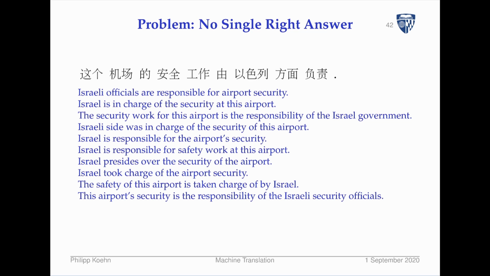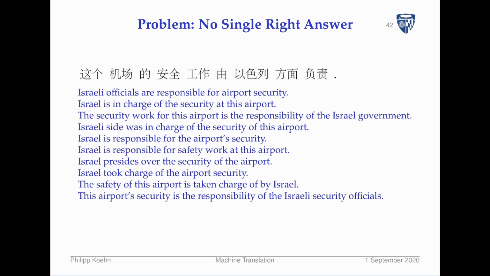And to check the quality of the translation, we said, let's just compare to a human translation, and let's not just take one human translation, take multiple human translations. So all the sentences were translated by 10 different translation agencies, and they came up with these different translations. If you read through them: Israeli officials are responsible for airport security. Israel is in charge of the security of this airport. The security work for this airport is the responsibility of the Israel government. Israel's side was in charge of security of this airport, and so on and so on. So you go through it, and they mean pretty much the same thing.